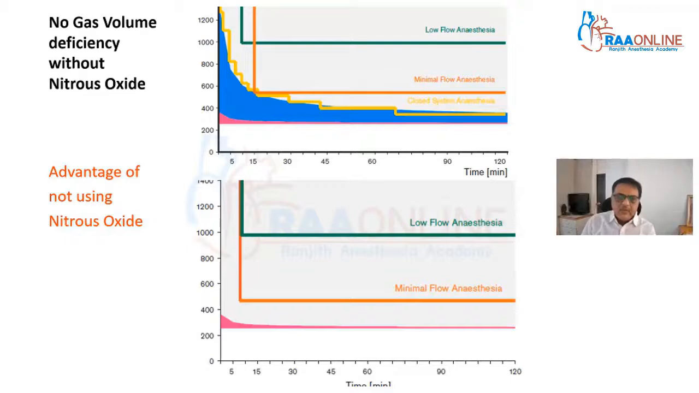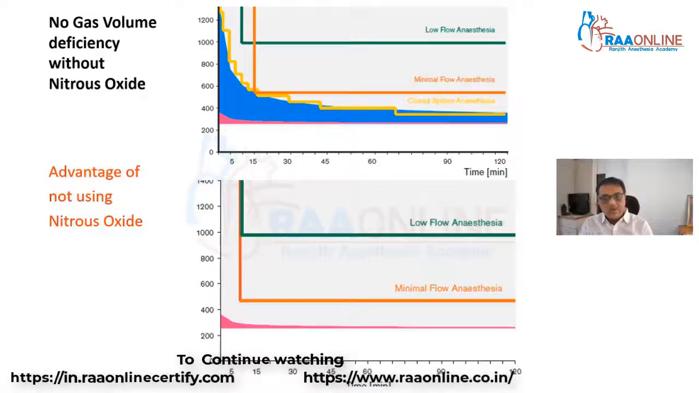If you're using an oxygen nitrous mixture, nitrous uptake is initially higher, which we have already discussed. Nitrous uptake is higher for the first 10 minutes, and if you are supplying a low flow, uptake is higher and supply is low, which creates gas volume deficiency. But if you don't use nitrous, you can reduce the flow much earlier compared to an oxygen nitrous mixture, or compared to an oxygen air mixture. You can reduce the flow much earlier to low flow or metabolic flow, but you need to ensure optimal depth of anesthesia in both cases.